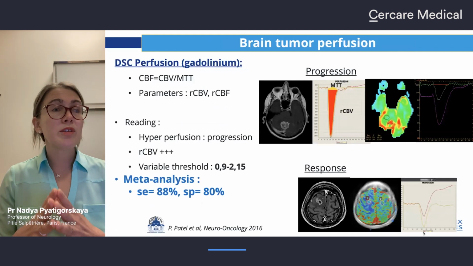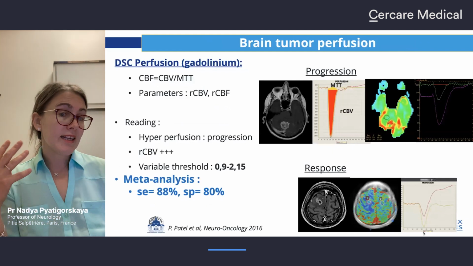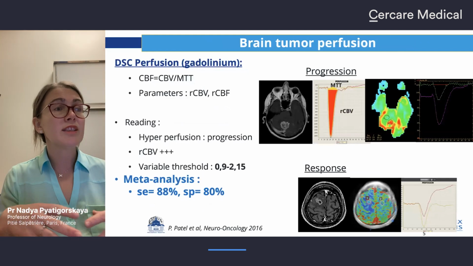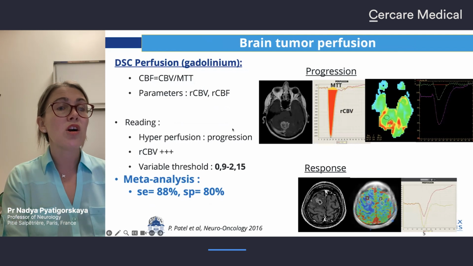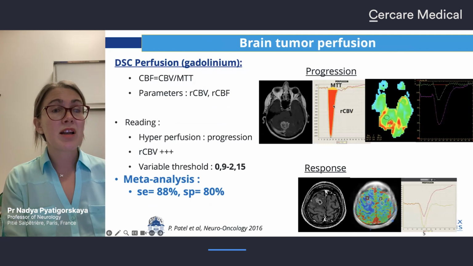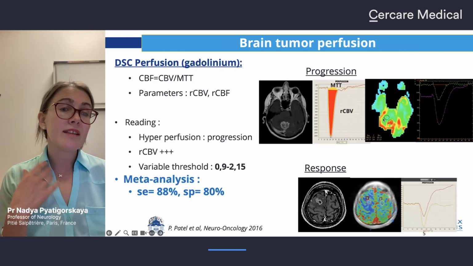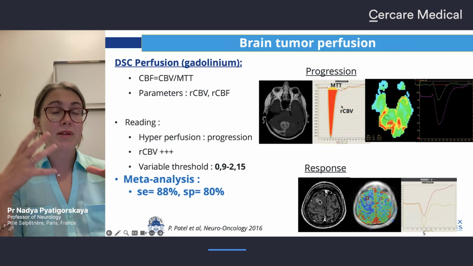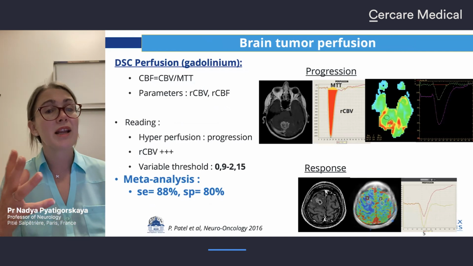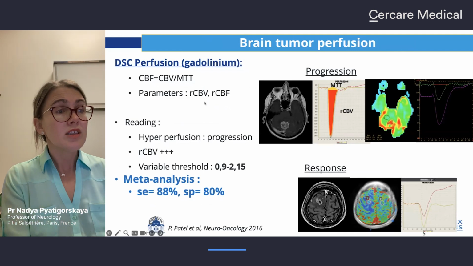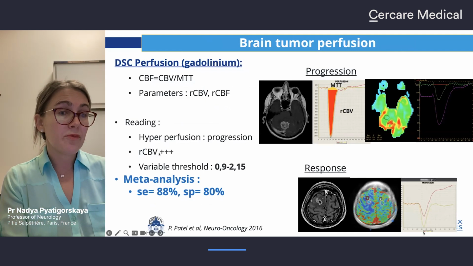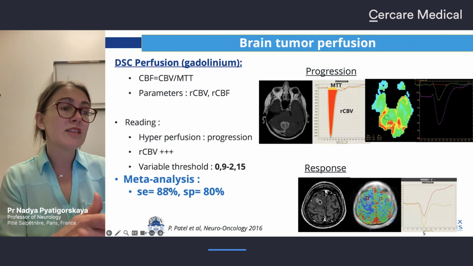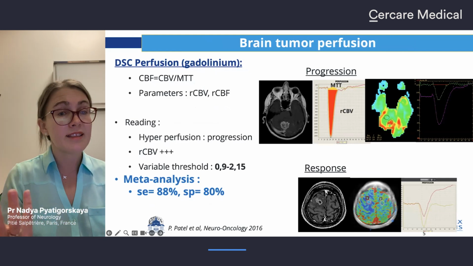So how would we use the perfusion? There is the classical perfusion sequence, DSC perfusion, where we measure the cerebral blood volume. Then we compare the cerebral blood volume in the tumor and in the healthy zone, and we see if there is an increase of cerebral blood volume. We can also calculate the cerebral blood flow. It's published in quite a lot of reviews, and meta-analyses show that performances are not that bad.